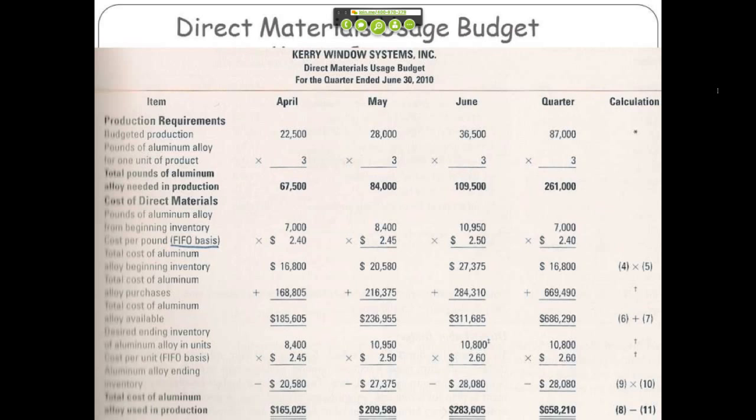It starts with the calculation of, you know, you're going to produce 22,500 units in April times 3 pounds per unit, so you need 67,500. And then you work your way down. And it gives you a cost for the amount that you're going to use. And this relates right to what we did in Chapter 17, how you calculate these costs. Not going to go into it here.